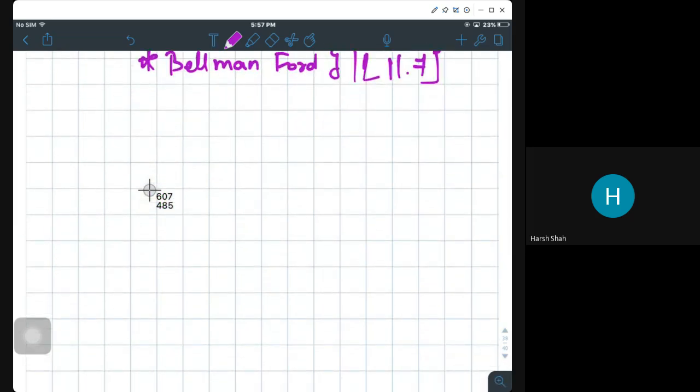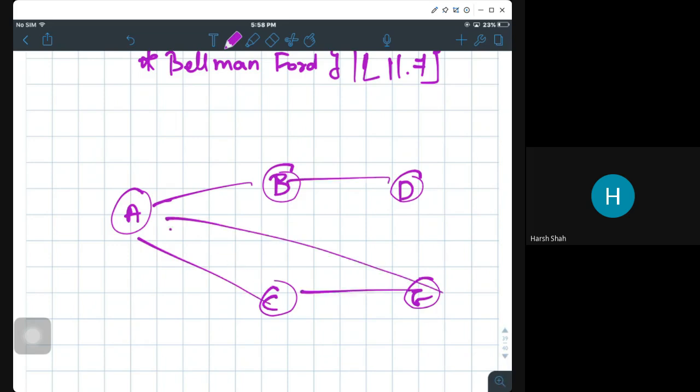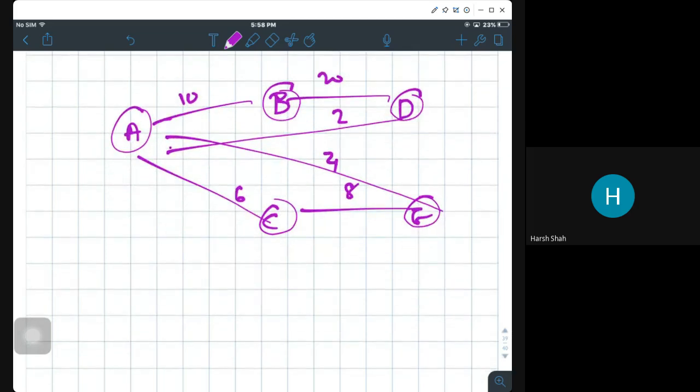Minimum cost spanning tree looks like this. I'll take a simple example and tell you, and then I'll solve that. If you have something like this, I'm telling you the simplest algorithm of all, so you can solve the spanning tree questions. They are connected by some weights: 10, 20, 2, 4, 6, 8. This is what I have.